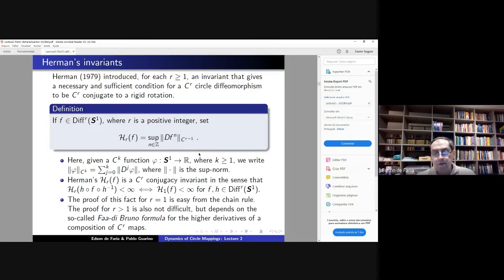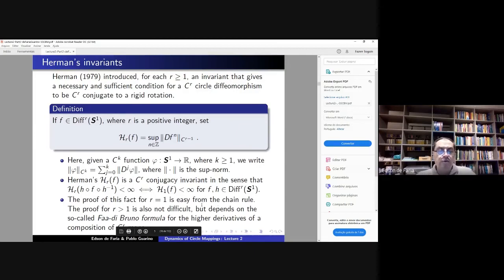And by the way, there is a little misprint here. In this equation, I should have written that h_r of h composed with f composed with h inverse is finite if and only if h_r of f is also finite. It's written 1 there in the equivalence. So sorry about that mistake. The proof for r equals 1 is immediate from the chain rule. For r greater than 1, it's a little bit more technical.